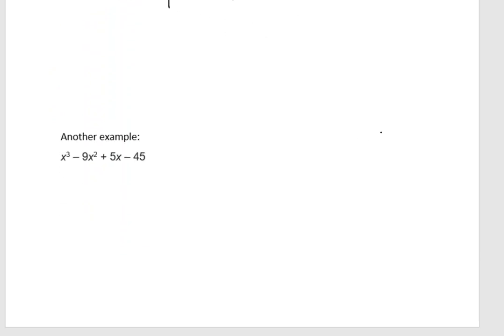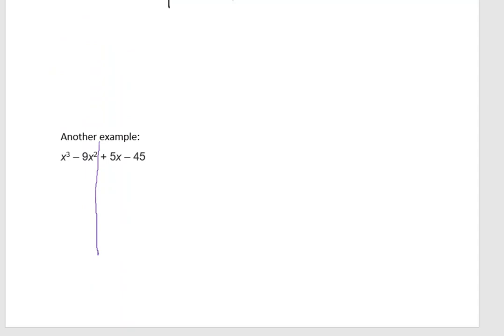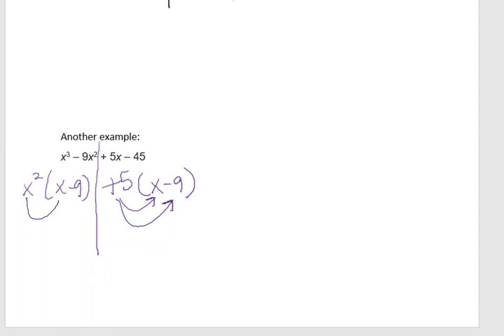And just for one more example, we are going to split them into groups. I think I already did this one, but we've got x squared and x cubed, which have at least two x's in common, leaving me with x minus 9, which means this side has to be x minus 9. Negative 45 divided by negative 9 here is positive 5. Make sure when I distribute that that gives me the same thing. Positive 5x minus 45 there. X squared times x is x cubed minus 9x squared there.